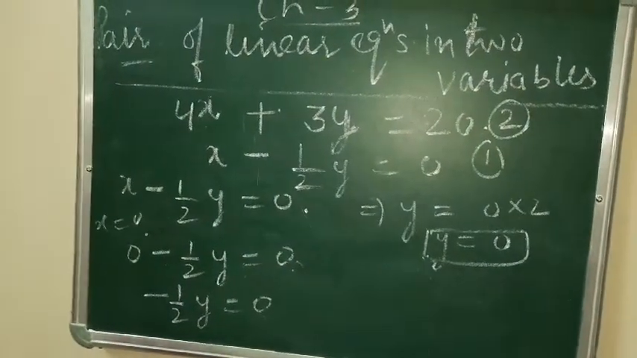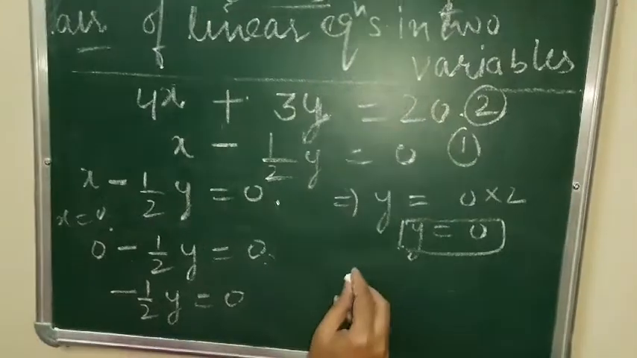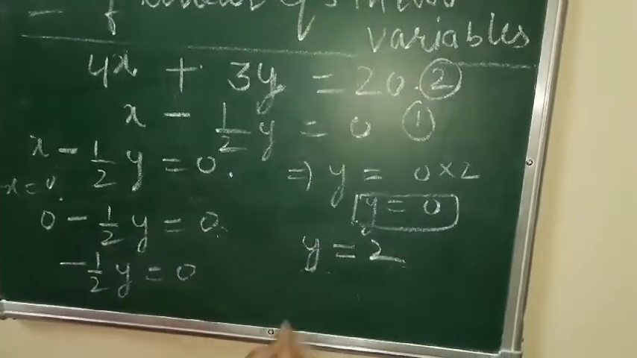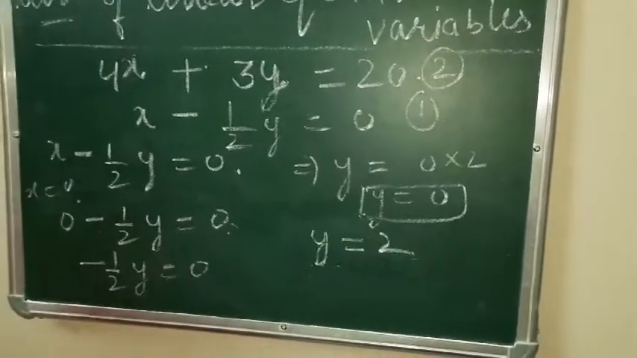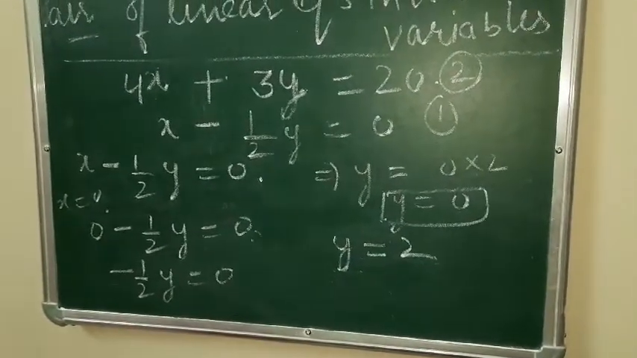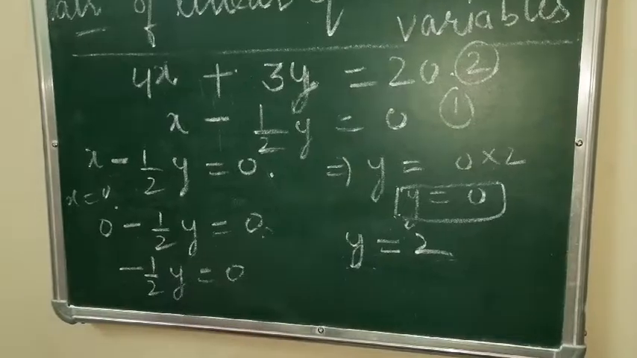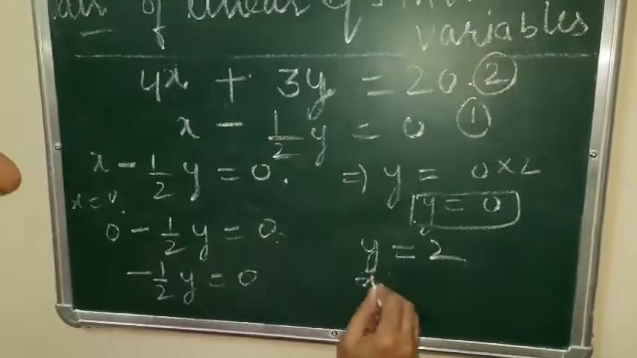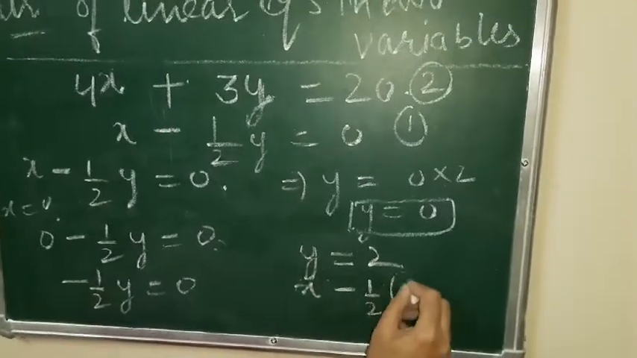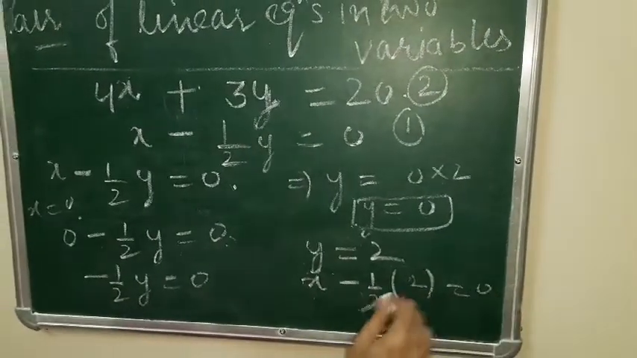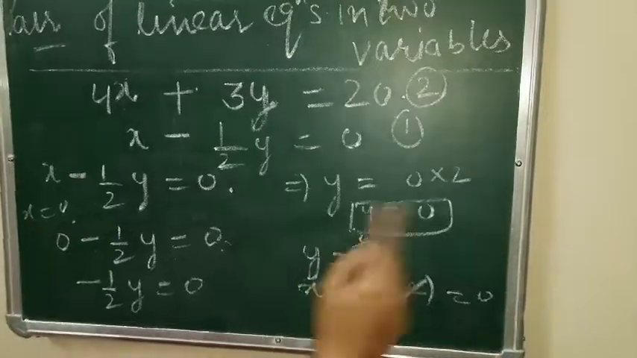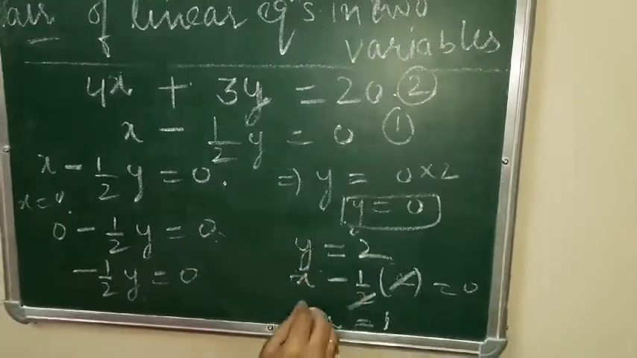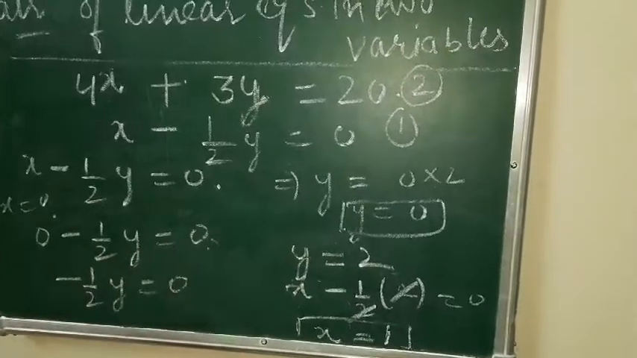One more solution we can have. We can take y equal to 2. Anything you can take, that is entirely your choice. I am just calculating in my mind whatever will become simple, so that is why I am taking it. Otherwise it is entirely your choice, whichever value you want to take. So x minus half into 2 is equal to 0. 2 and 2 cut, so x minus 1 will go there and become 1. So these are my two solutions for equation number 1.